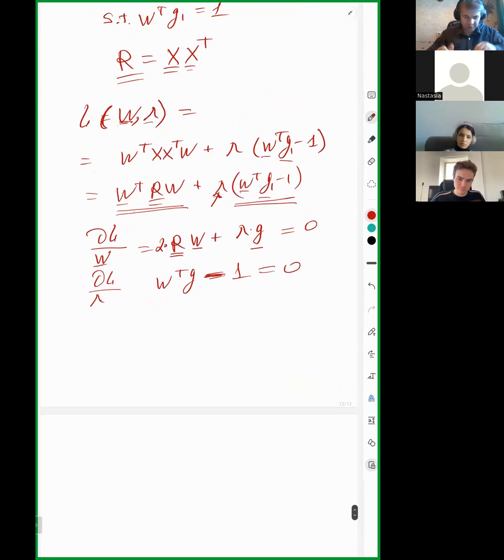So from this, you first express W from the first equation. You take this first equation and you say that W is minus 1/2 R inverse G, and then I forgot lambda. Okay, agreed?